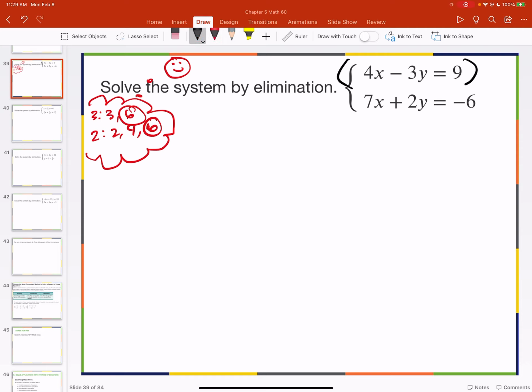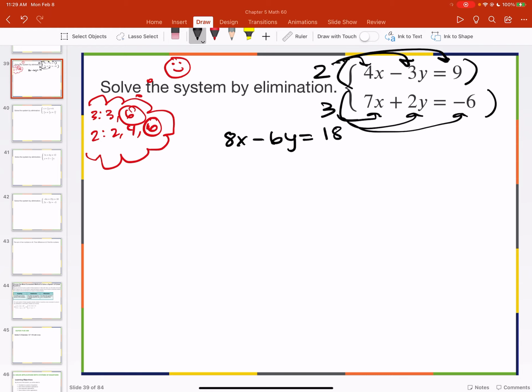So I'm going to multiply the top equation by 2, and the bottom equation by 3. So for the first one, I'm going to distribute this 2, and I'm going to get 8x minus 6y is equal to 18. And then for the bottom equation, I'm going to distribute and get 21x plus 6y is equal to negative 18. Okay, so then I'm going to add that together.